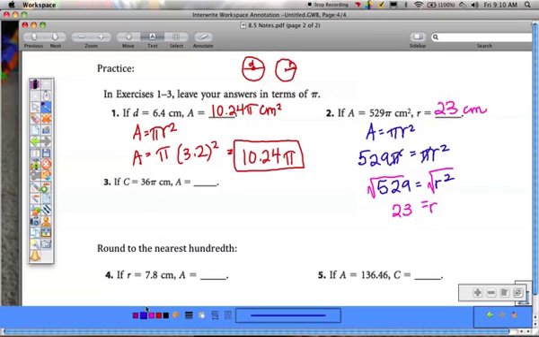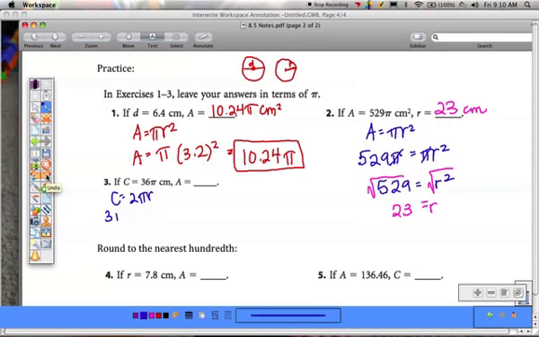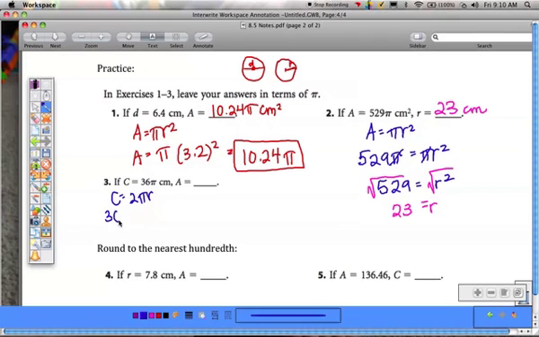And the last one, if C equals 36 pi centimeters, find A. C is circumference. The formula for circumference is 2 pi r. So we have 36 pi. Oops, I put 3 pi. So 36 pi equals 2 pi r. We're going to divide each side by 2 pi. When you do that in your calculator, remember to put it in parentheses. Or we can just do it by hand here. So we have pi divided by pi cancels. 36 divided by 2 is 18. So here the radius is 18.